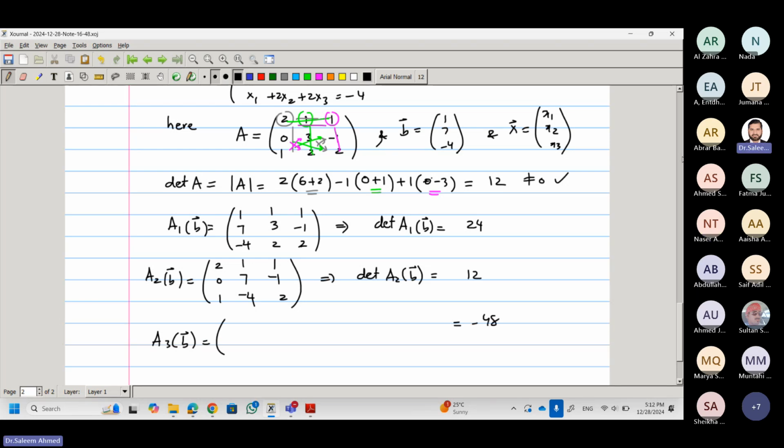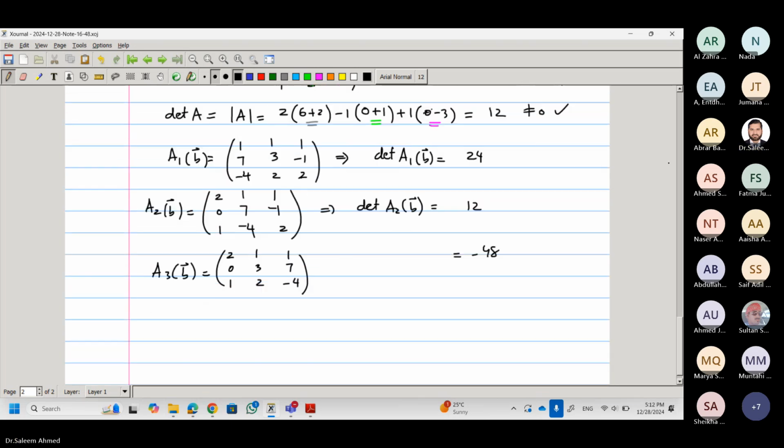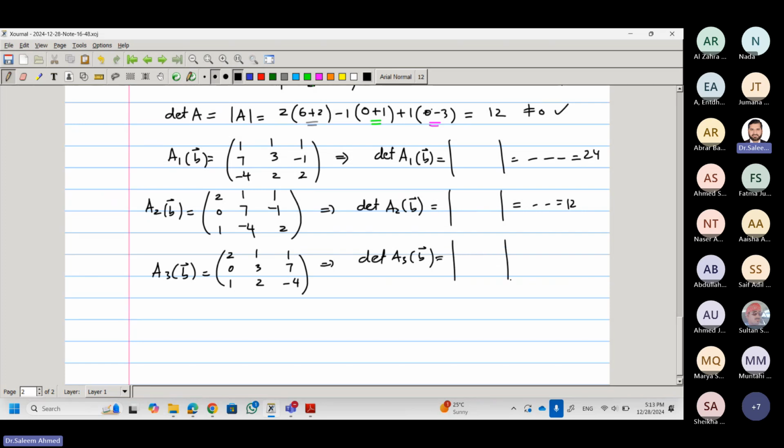Okay, so in A3B, the first column is as it is, the second column as it is, and the third column is replaced by B. Right? So this is what we do. If you find the determinant of A3B, it's minus 48. So you can check it. It's 24 for the first. So basically we will find the determinants. It will come out to be 24. Similarly, for the second one, the determinant should come out to be 12, and the third is minus 48, right? So you can do it at home, of course, after this session. You can just check it, it's minus 48.